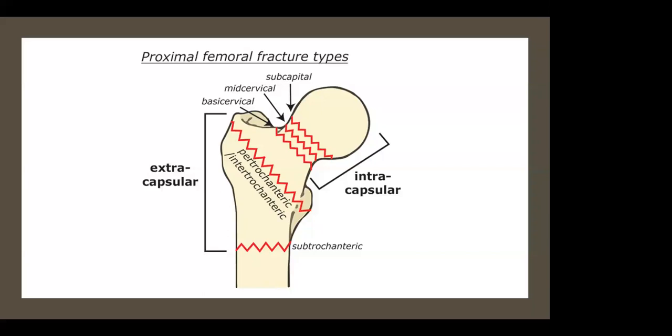Intracapsular fractures tend to go from the femoral head to the base of the femoral neck, and they can be subclassified as subcapital, mid-cervical, or basicervical. And extracapsular fractures are anything that's inferior to this, from the femoral neck downwards. So this could be intertrochanteric, for example, between your greater and lesser trochanter, or subtrochanteric, which, as the name suggests, is anything below the trochanters.